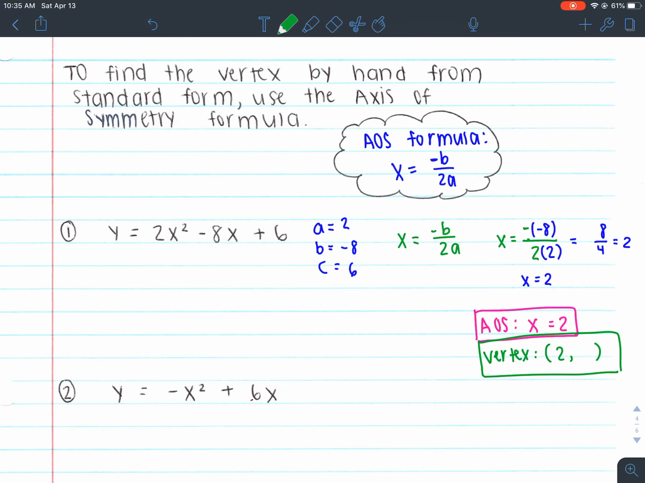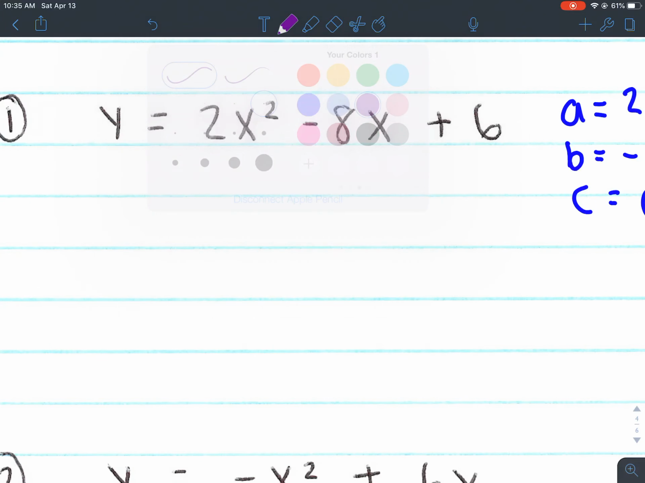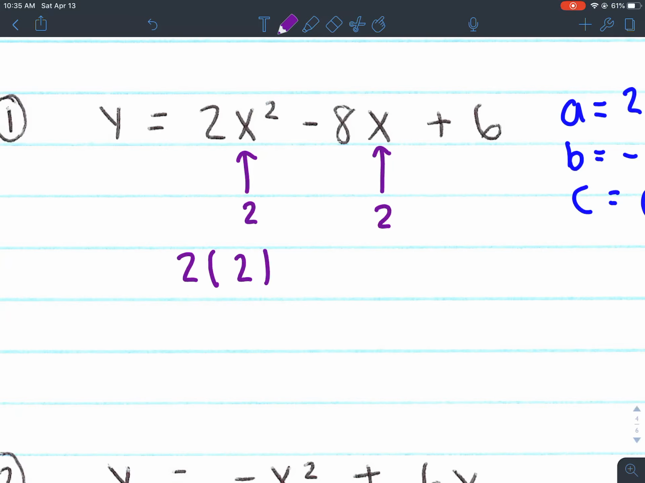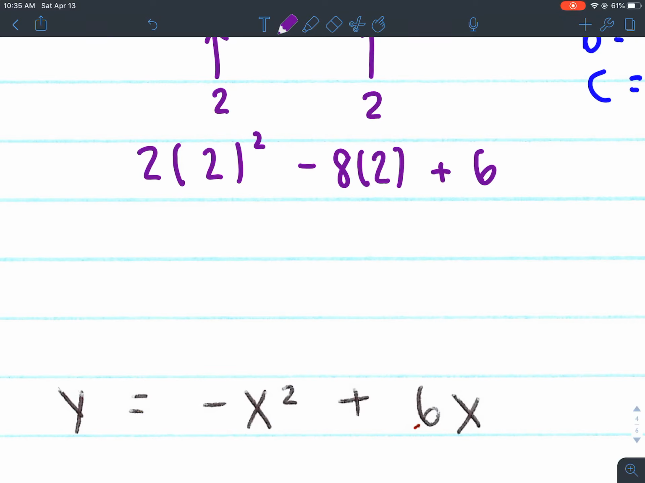Okay? So I'm going to go over here. I now know that x equals 2. Now I can basically use substitution. I can substitute the 2 in for x. So I'm going to plug in a 2 here. Anywhere I see an x, I'm going to plug in a 2. Okay? So I have 2 times 2 squared. Anytime you plug in a number, you are going to use parentheses. You need to use parentheses or you will mess up, especially if the number that you plug in is a negative.